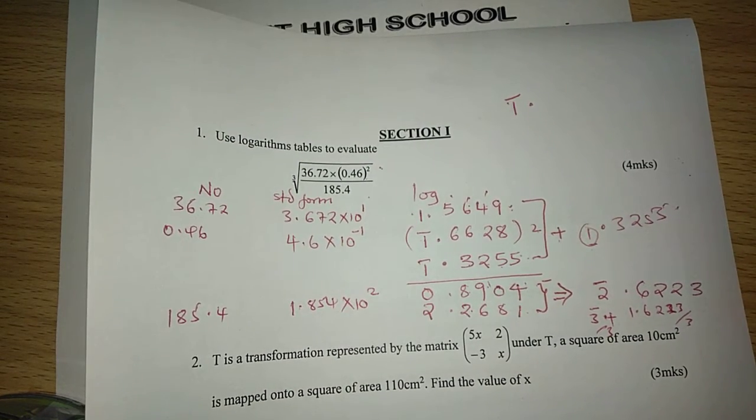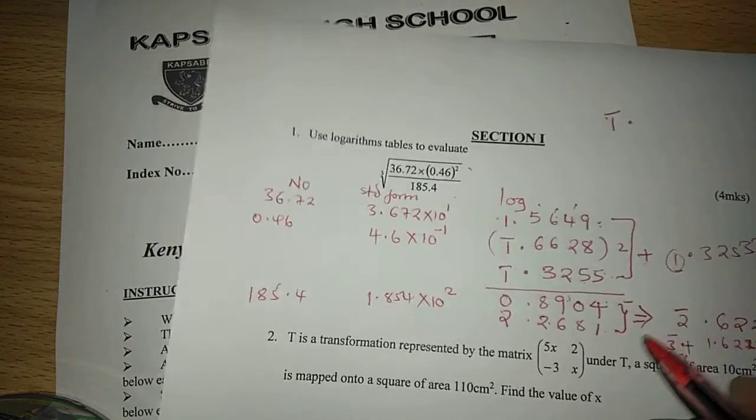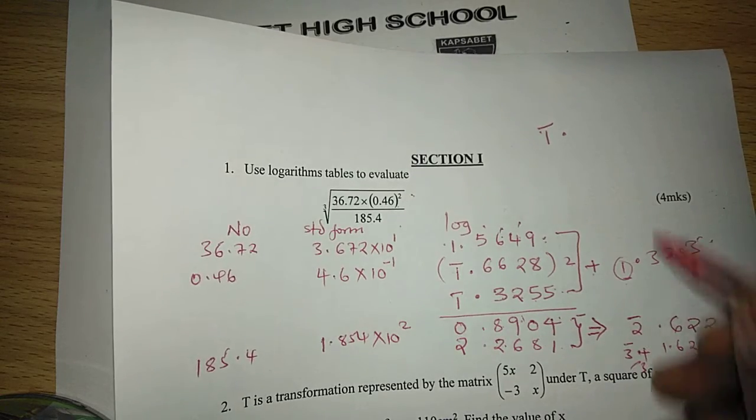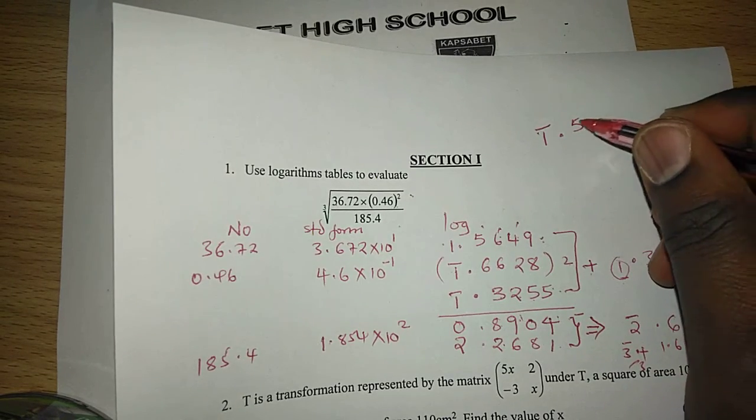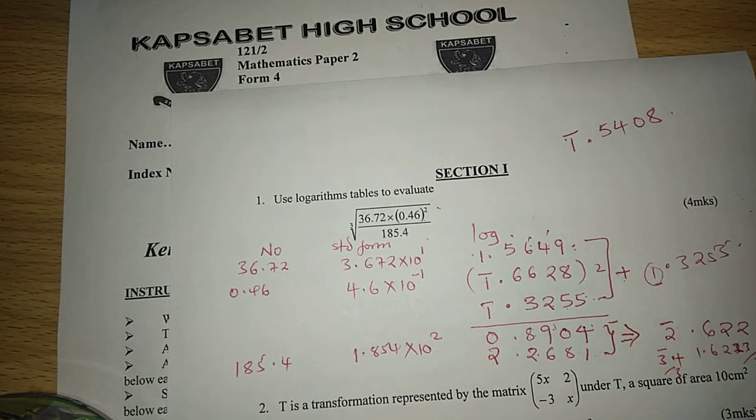Whatever we get after dividing 1.6223 by 3 is 5408. So this is the logarithm. This is the final logarithm.